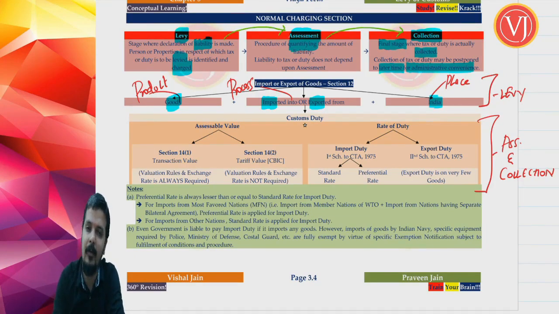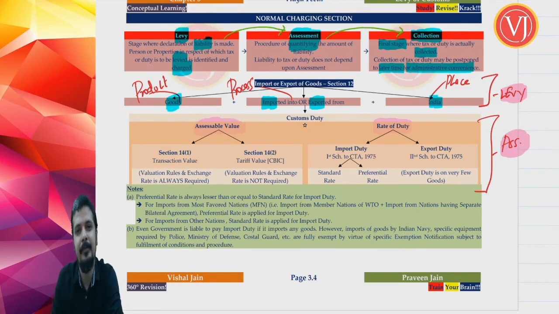So basically your focus is on your assessment. Assessment requires quantification. You're talking about your assessable value and rate of duty. Customs duty is equal to assessable value multiplied by rate of duty. So focus is more on your assessment, rather than collection. The first part is all about your levy. The second part is all about your assessment. Your assessable value multiplied by rate of duty. Alright.